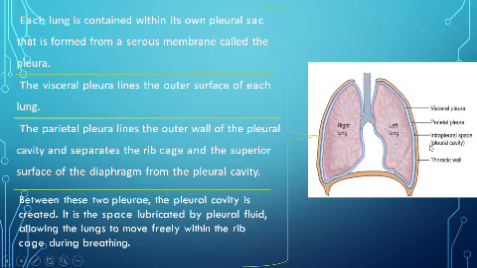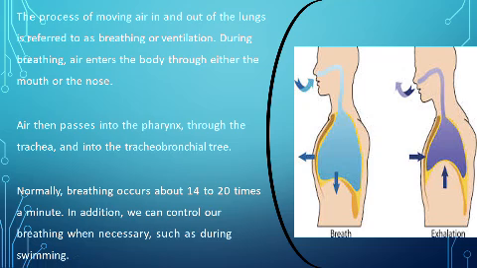See, this is the pleural cavity. Between the visceral pleura and parietal pleura, we have the pleural cavity. This pleural cavity allows the lungs to move freely within the ribcage during breathing. Okay, clear guys? Okay, coming to the next slide.